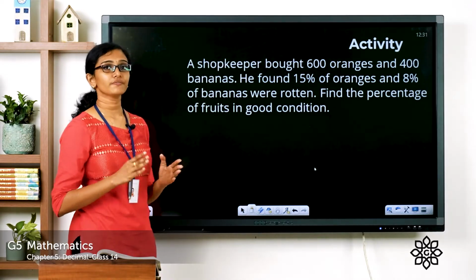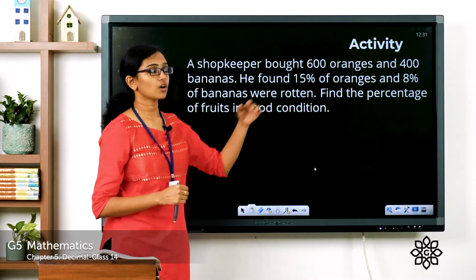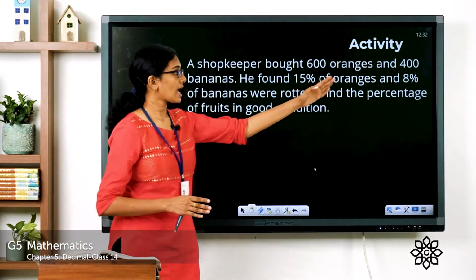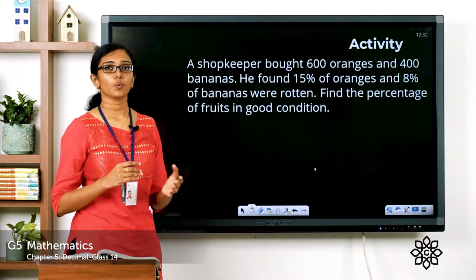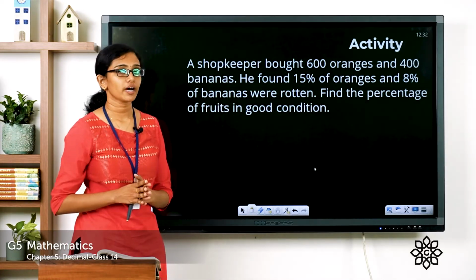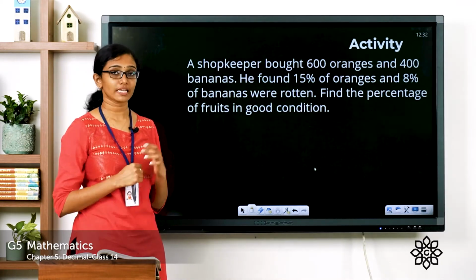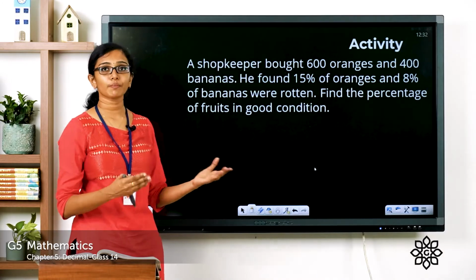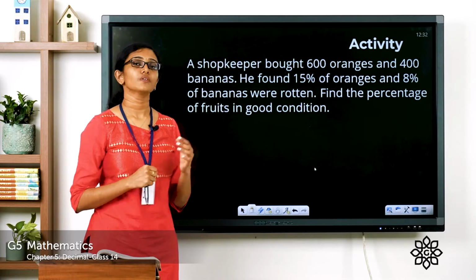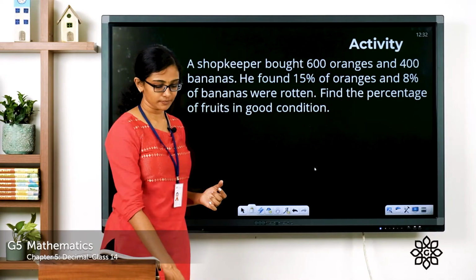And he found out that 15% of oranges were rotten, which means 15% of 600 oranges were rotten. And also 8% of bananas, which means 8% of 400 bananas were rotten. So if we know the number of rotten fruits, we can find out the number of fruits in good condition because we know the total number of fruits that he bought. So once we know the number of fruits in good condition, we can easily find out the percentage of fruits in good condition. So let's write down the steps from the data given in the question.